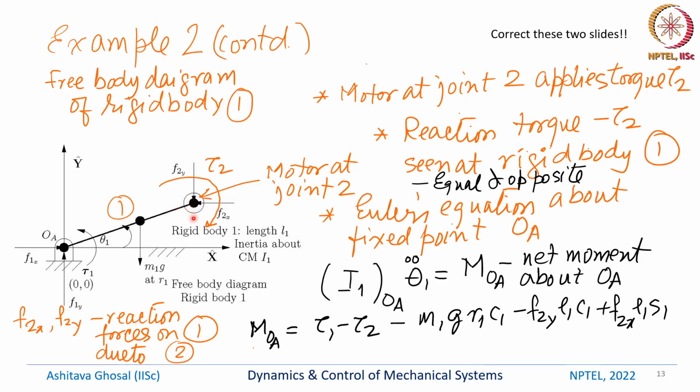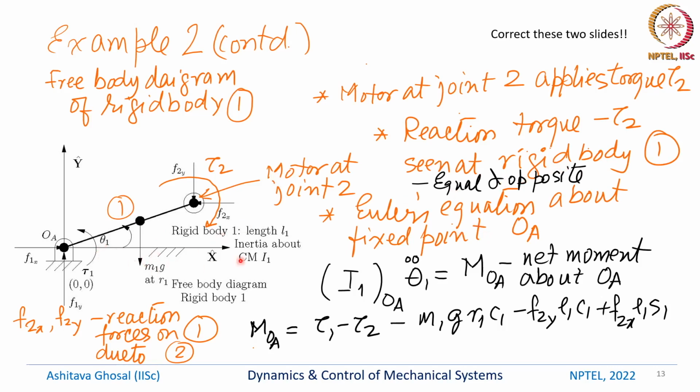If you have a motor at this joint, then the motor is applying a torque to the second link. So there will be a reaction torque equal and opposite in the opposite direction. If you go back and see the previous slide, there is a clockwise torque tau2 which is acting on the second link, sorry, an anti-clockwise torque which is acting on the second link. Hence, there is a clockwise torque tau2 which is acting on the first link. So this is equal and opposite to the torque which is acting on the second link.